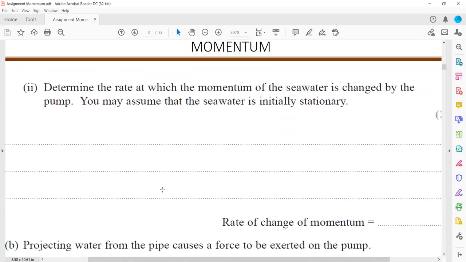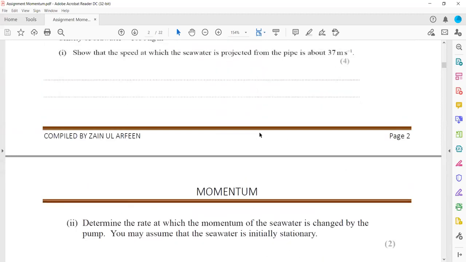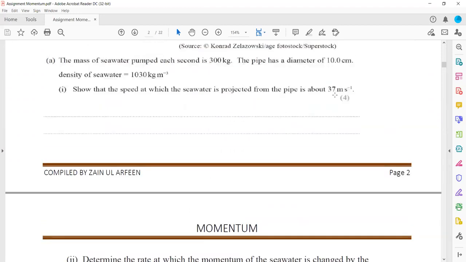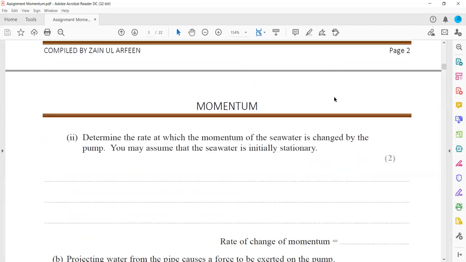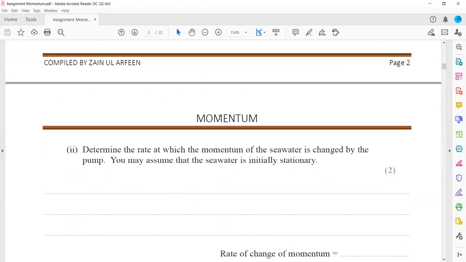Then another question: determine the rate at which the momentum of the seawater is changed by the pump. You may assume that the seawater is initially stationary. So seawater is initially stationary and it is coming out with a speed of 37 meters per second, and we know the mass, it is 300 kg.